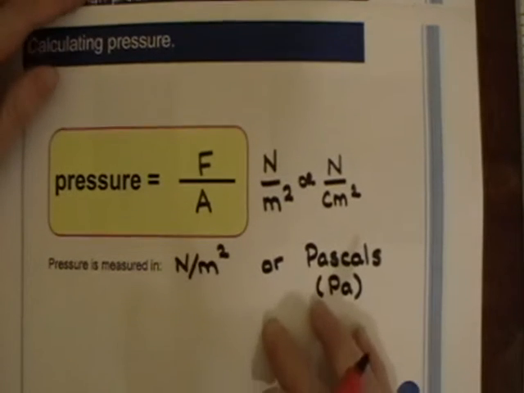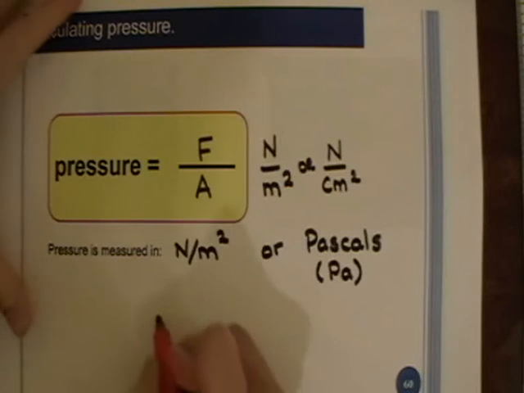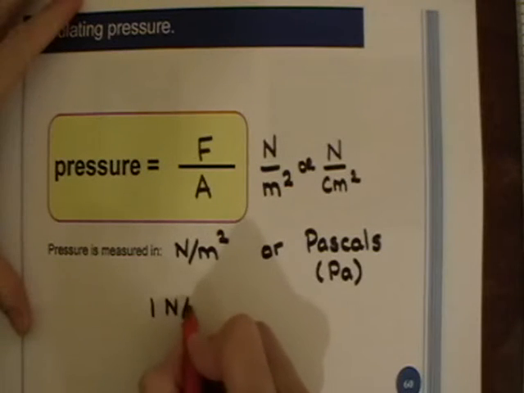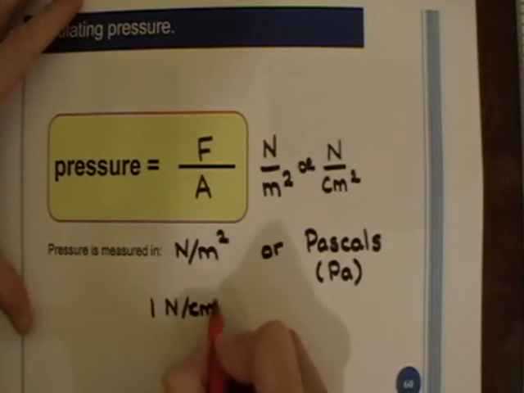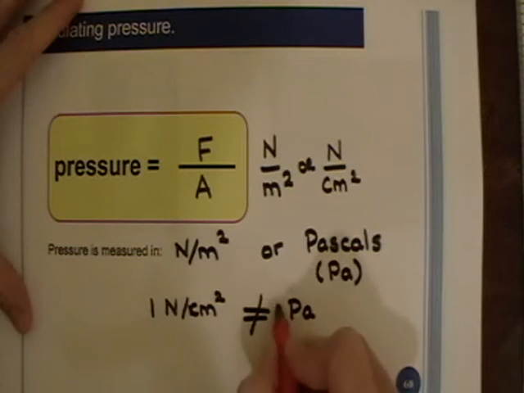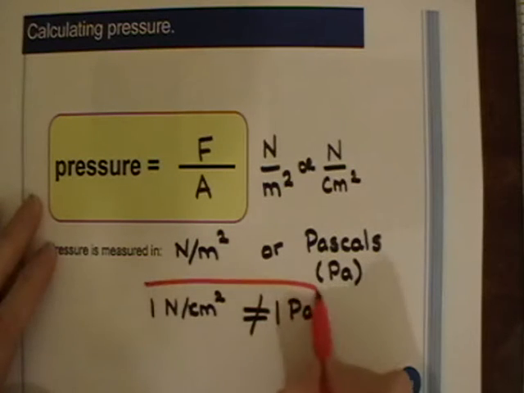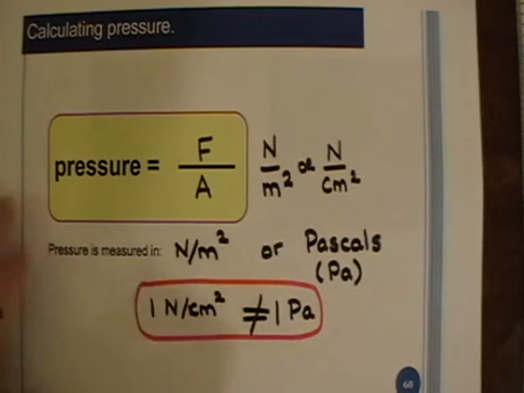But if you write newtons per centimetre squared, 1 newton per centimetre squared is not equal to 1 pascal. So I'm just going to write that in. 1 newton per centimetre squared is not equal to a pascal. So just be careful about that. It is an acceptable unit, but it isn't the same as a pascal.